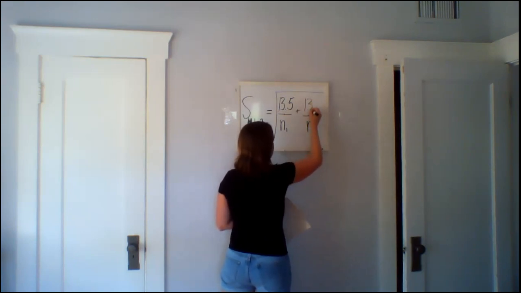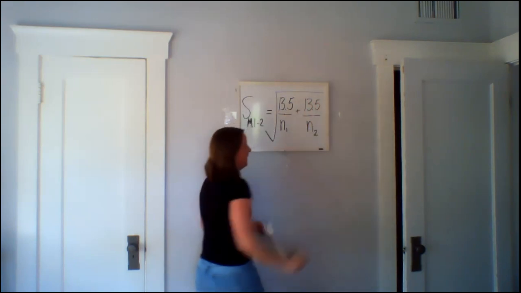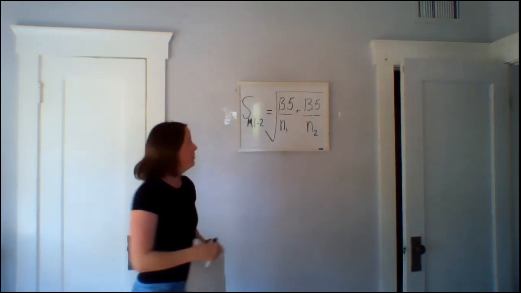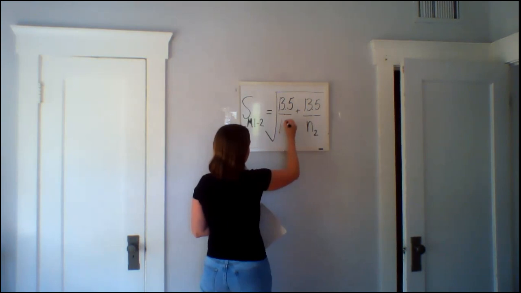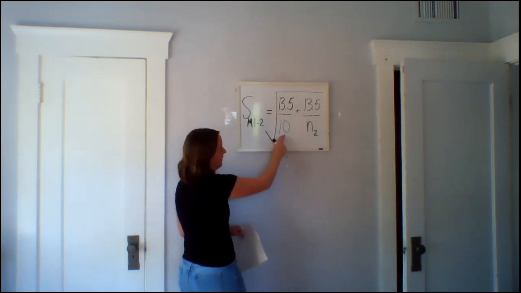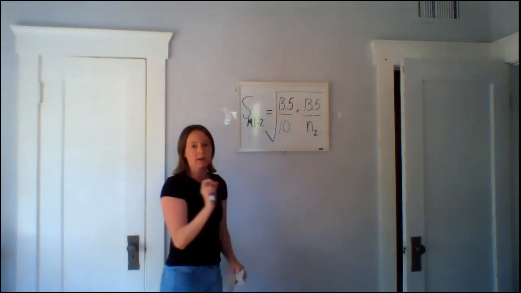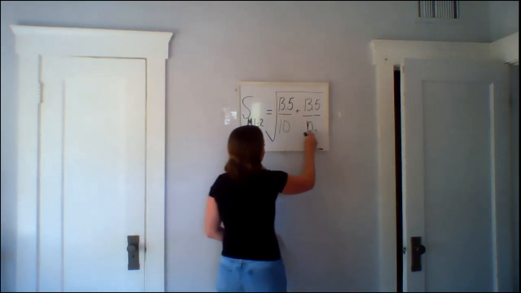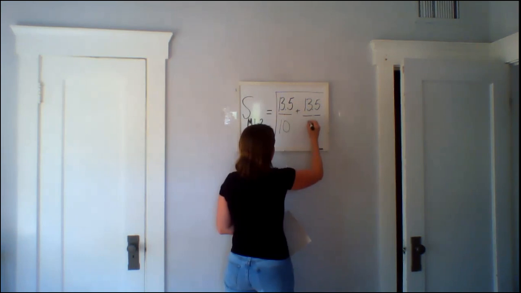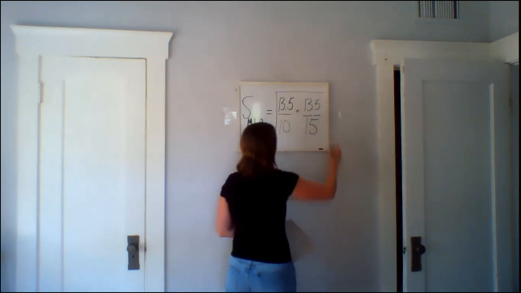Okay, 13.5. And our sample size for group 1 is 10 people. Make sure you're following this formula properly. They're not asking for degrees of freedom here. Okay, with the standard error, they're asking for sample size. And then the sample size for group 2, which was equal to 15.